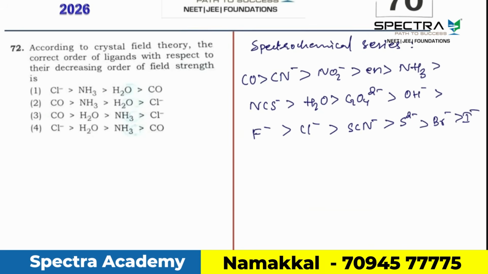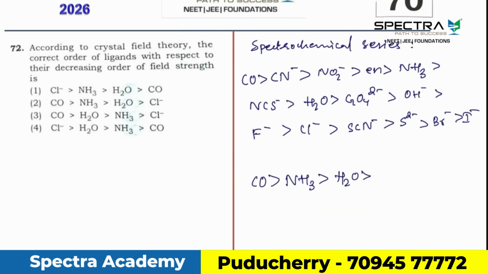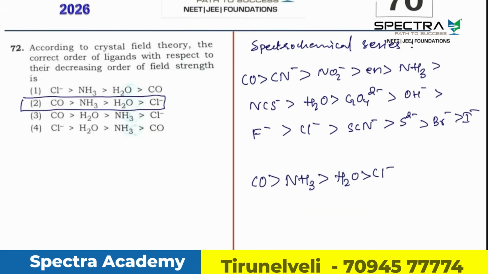So from this order, it is clear that from the given options, carbonyl will have the greatest field strength. Then it will be amine, then aqua, and the least will be chlorido. So this matches option 2. So the answer for this question will be option 2.